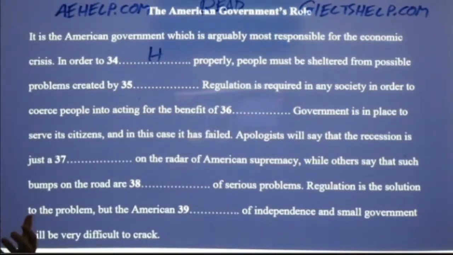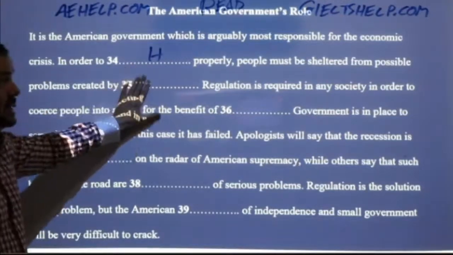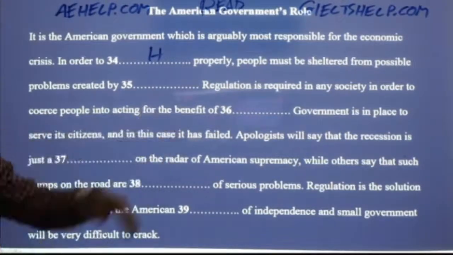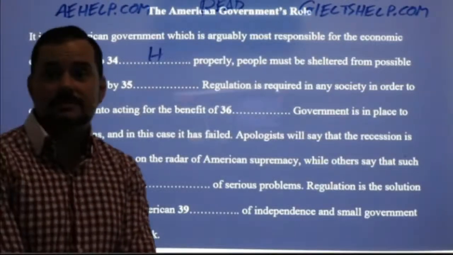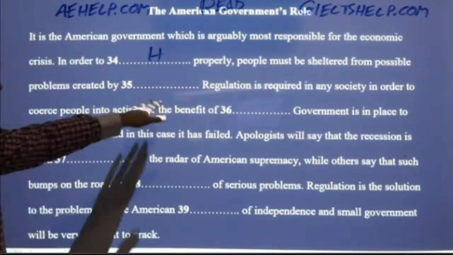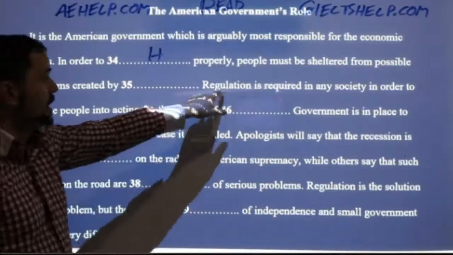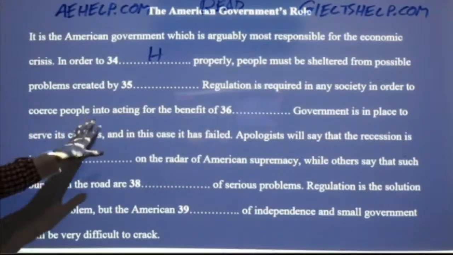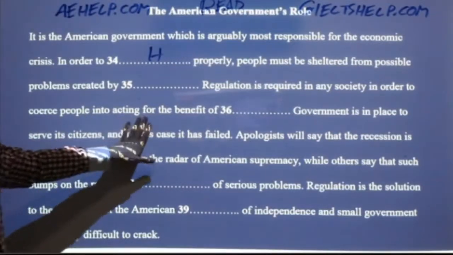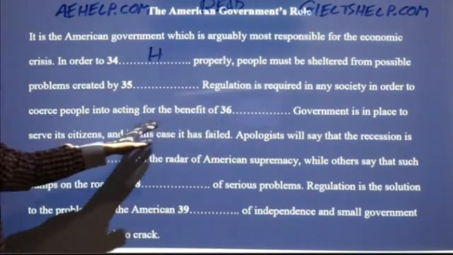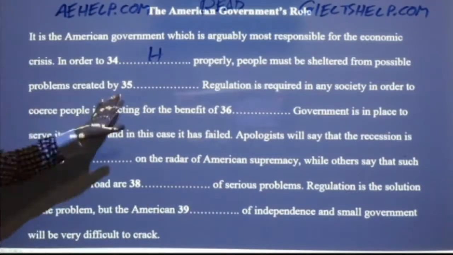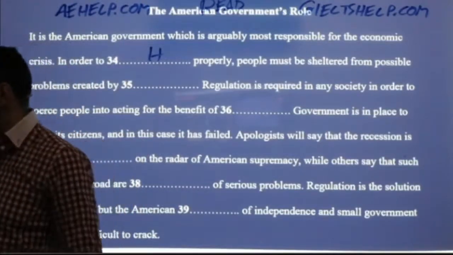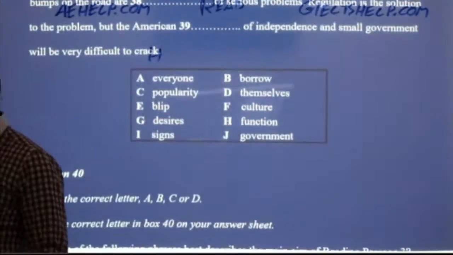Okay, so what's creating the problem with this passage in mind? So problems created by banks, maybe, by the recession, that could be possible as well. If you're not sure, read the next sentence. So regulation is required in any society in order to coerce people into acting for the benefit of. So people must be sheltered from possible problems created by maybe society. Okay, so banks, society, something like that.